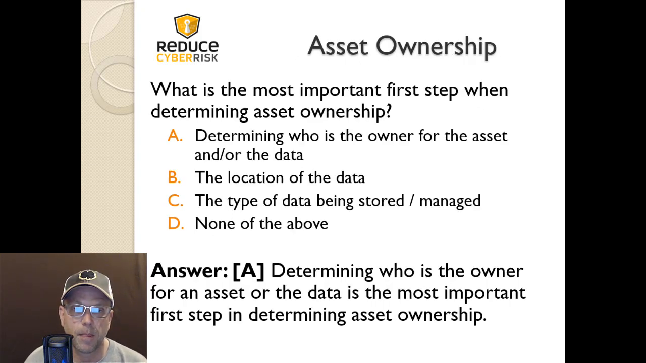Asset ownership. What is the most important first step when determining asset ownership? A. Determine who is the owner of the asset and/or the data. B. The location of the data. C. The type of data being stored and managed. Or D. None of the above. And the answer is, drumroll please, A.